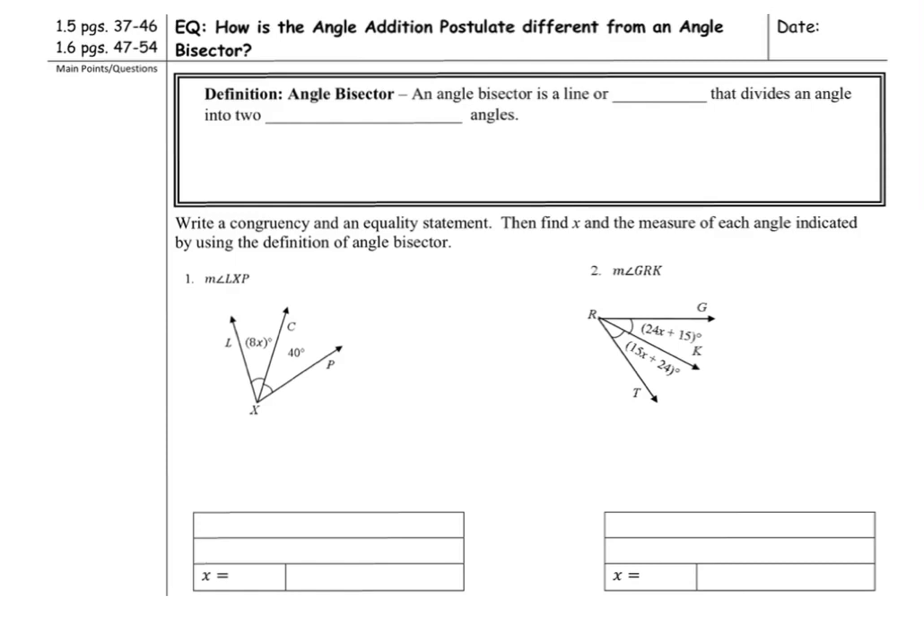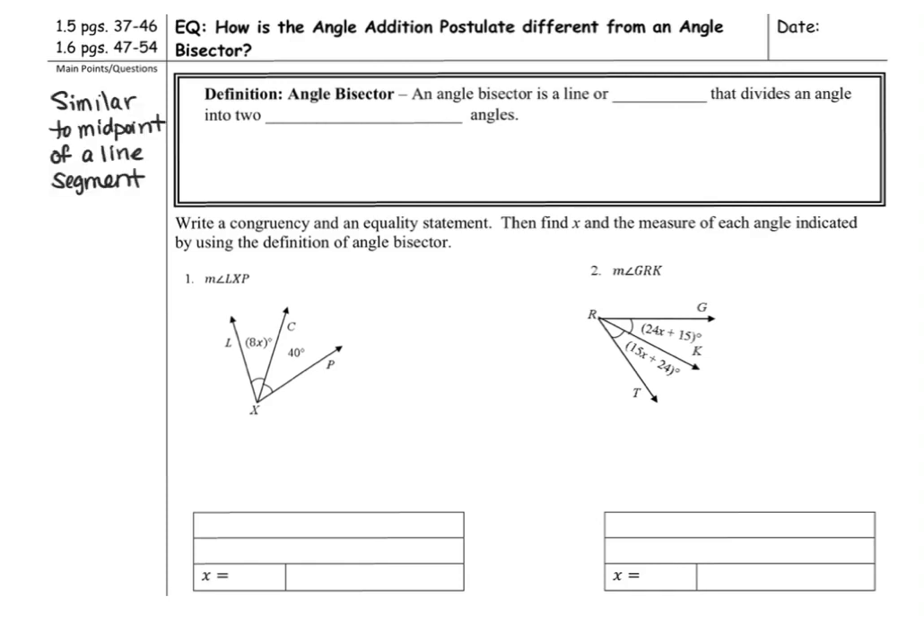Hey guys, today we're going to be working on angle bisector. So during the lesson, I want you guys to be thinking about how the angle addition postulate is different from angle bisector. So angle bisector is very similar to midpoint of a line segment.